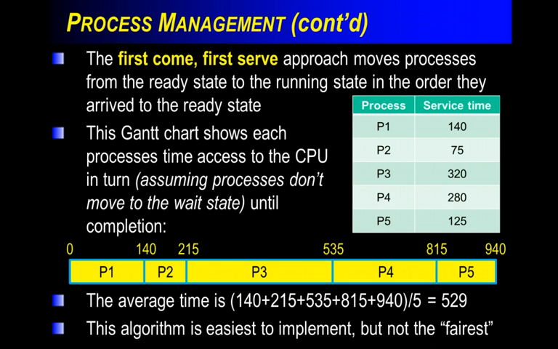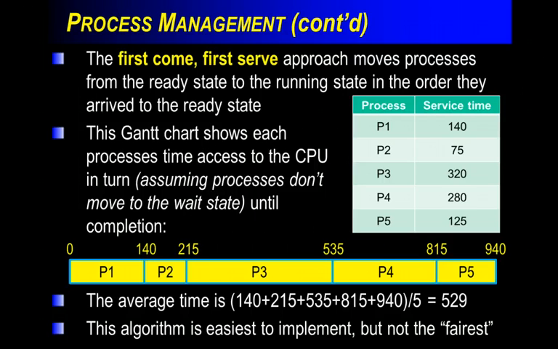So a first come, first serve approach moves processes from the ready state to the running state in the order they got there. So this is basically a queue. Just like a queue, as we start launching apps, it puts them into a queue and says, okay, you're in the ready state, now I'll move you to the running state. But you have to wait because this guy's running right now. Okay, now I'll move you into the running state.